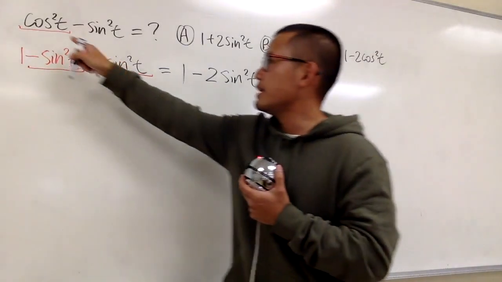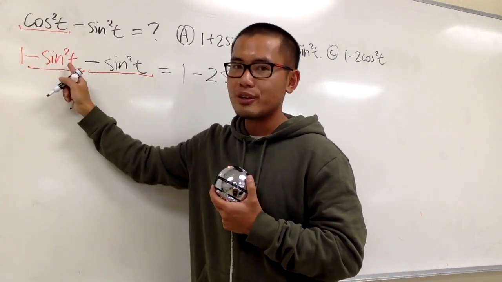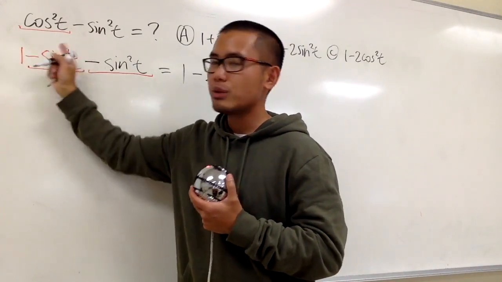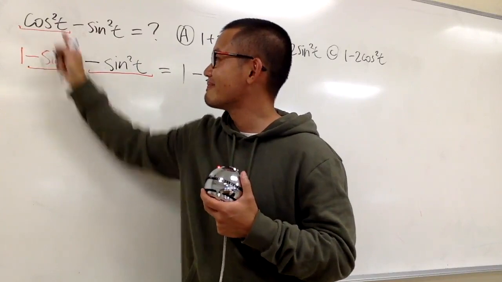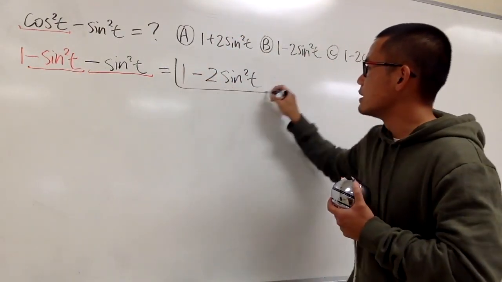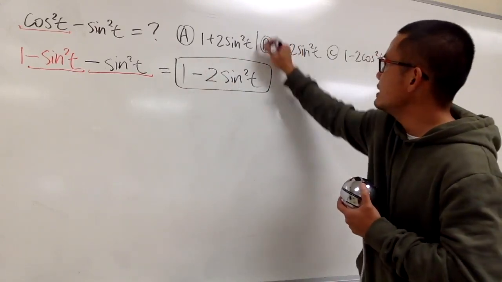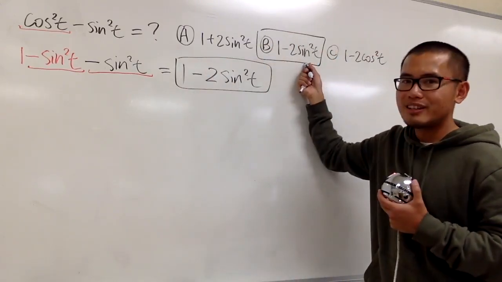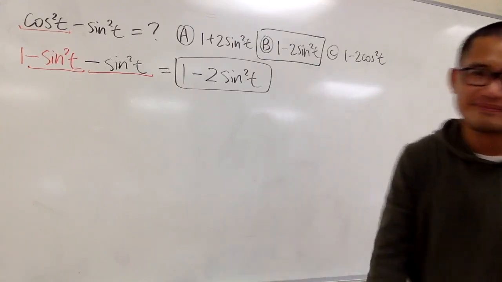When you replace the cosine squared t with this, and once again, this is the Pythagorean identity in another form, we combine the like terms and we end up with 1 minus 2 times sine squared t, and this is answer choice B, and that's it.